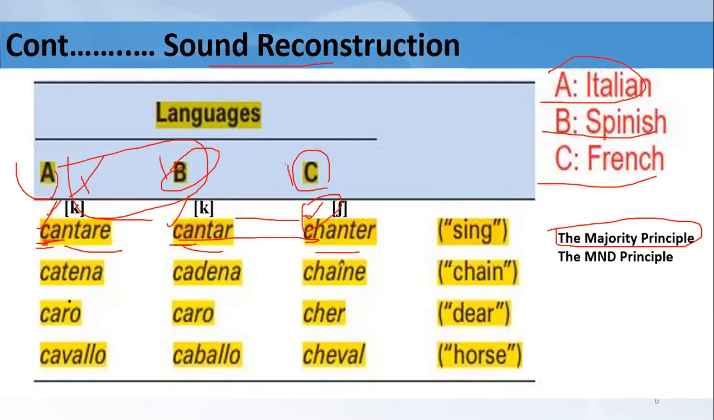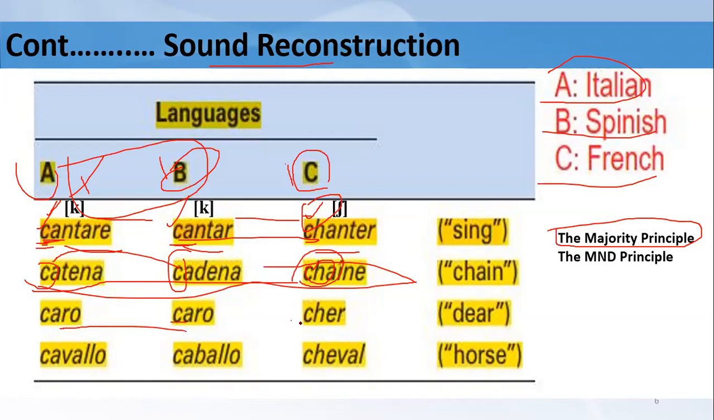Fine. Same is the case with these other sets of cognates. If you look at the second set of cognates, that is Katina, Kadina, and China. Fine. Here we have got ka, again we have got ka, and here is sha. So according to the majority principle, the ka sound is the original one, the oldest one, the proto one, and this is the modern term. Fine. Same is the case with caro and share. So we have again two ka sounds and one sh sound, and same is the case with the last set of cognates as well.